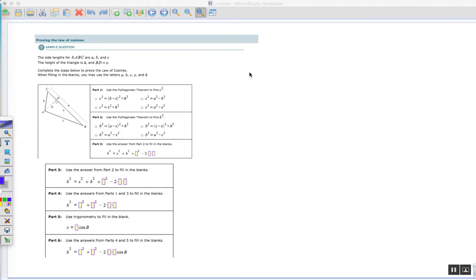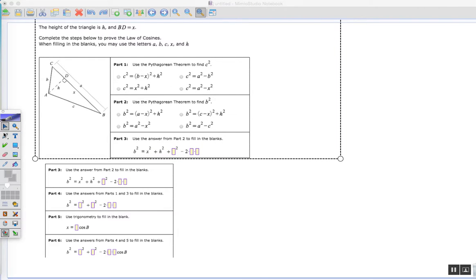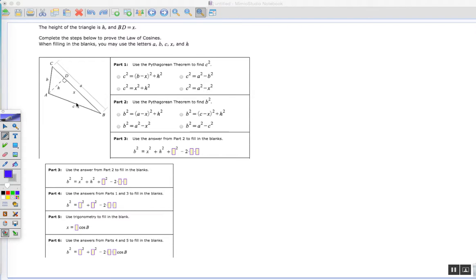All right, so this problem is asking you to prove the law of cosines, but it's taking you through it step by step. So it says, first step is use the Pythagorean theorem to find c squared. So we want to go to this triangle here, and I'm actually going to make that just a little bit bigger. There we go. So I'm going to go to this triangle here, and we're going to solve for c squared. So I'm using this right triangle right here.